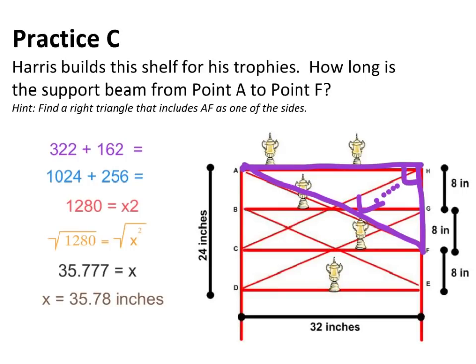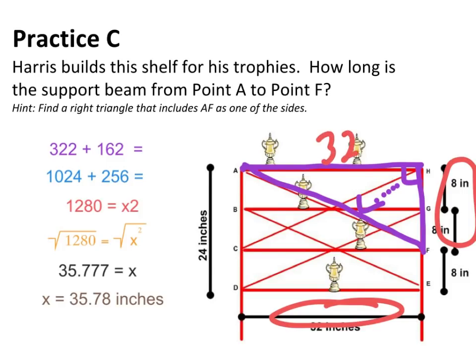Hopefully you rounded it to 35.78 inches. Now, to figure out where you got that 16 from, you should add these two 8s from the side. Together they give you one side to give you 16, and down here the base is 32 inches, so this is going to be 32 inches. Hopefully that is where you figured out your numbers for your problem. Now you've completed the notes on Pythagorean Theorem.